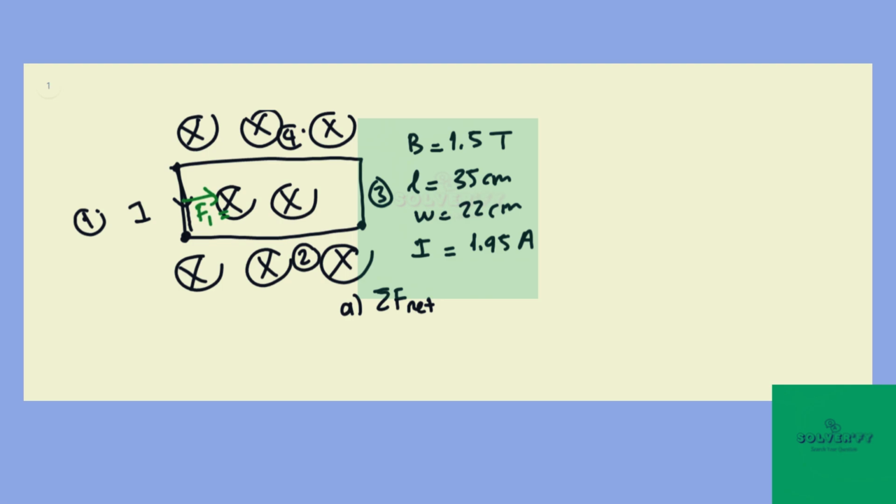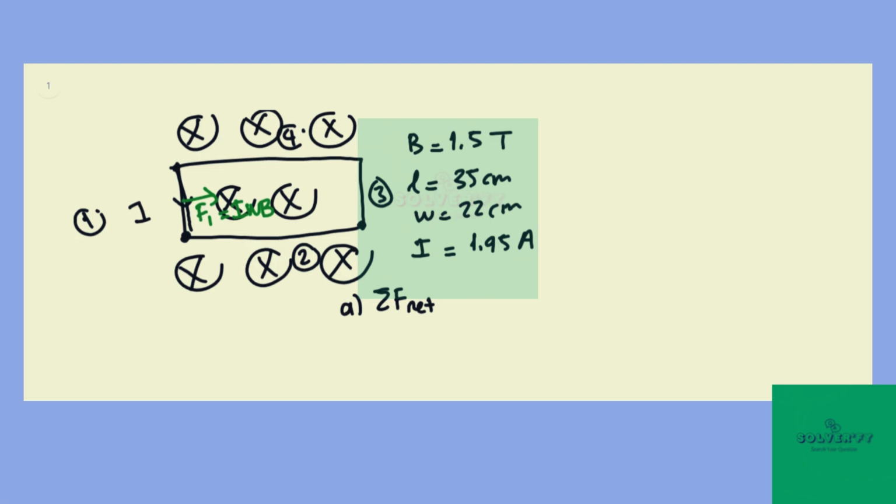to I, the current, times the length of this wire, which is W, times the magnitude of the magnetic field, times the sine of the angle between I and B, which is 90, so I'm dropping that. So the force exerted on segment 1 is IWB.